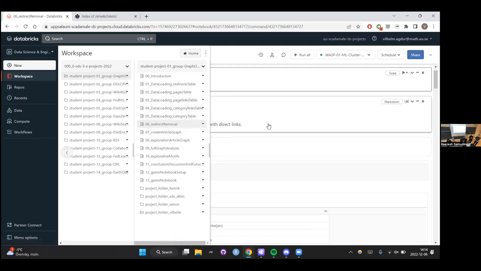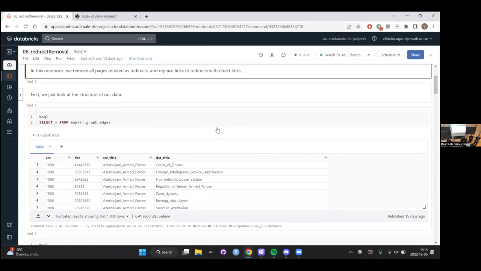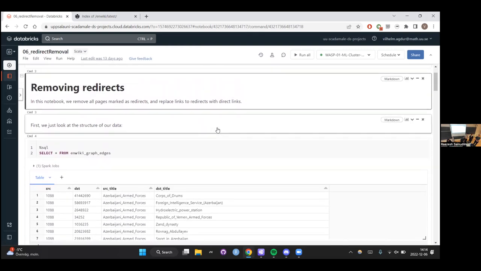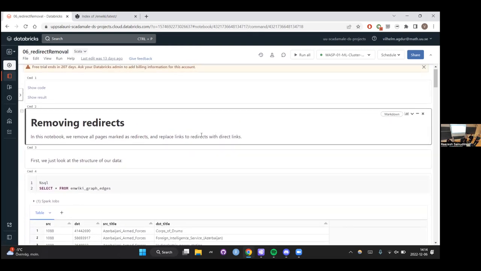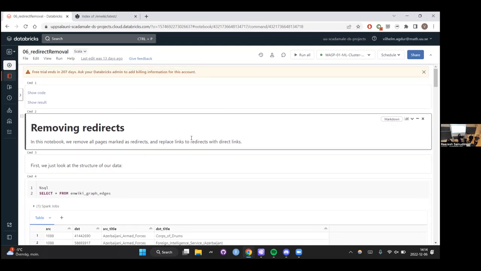And then the next thing we do, which I'm not going into much detail on, is we look at all pages marked as redirects. Imagine we have one article that links to a redirect, which redirects to some page. Then we remove all the redirect articles and just go directly, because that seems like a semantically sensible thing to do for our data.